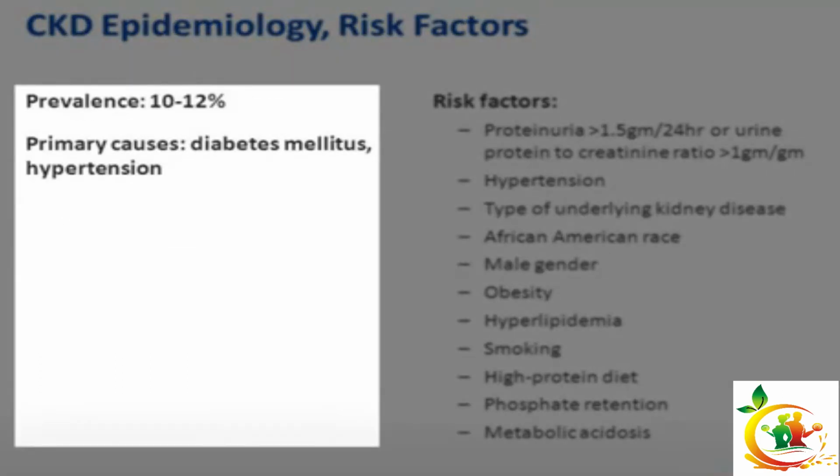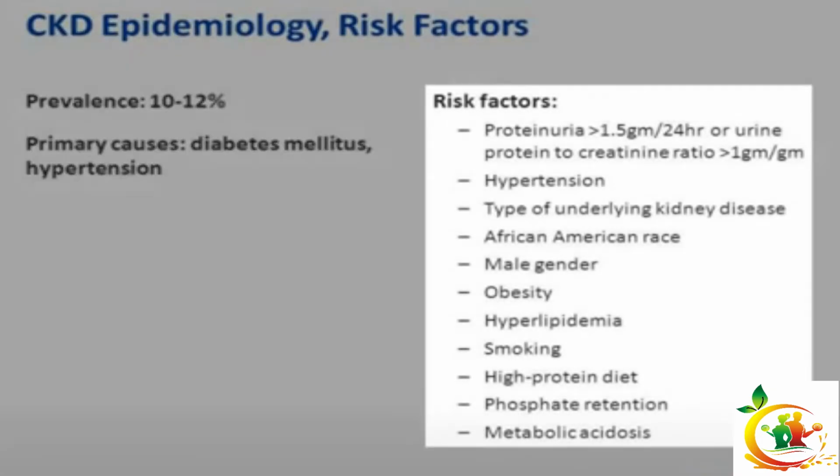CKD is estimated to affect about 10 to 12% of the population in the United States. The primary etiologies of CKD are diabetes and hypertension. Numerous clinical and laboratory markers serve as risk factors that impact the course of CKD. These include degree of proteinuria, hypertension, type of underlying kidney disease, African American race, male gender, obesity, hyperlipidemia, smoking, high protein diet, phosphate retention, and metabolic acidosis.